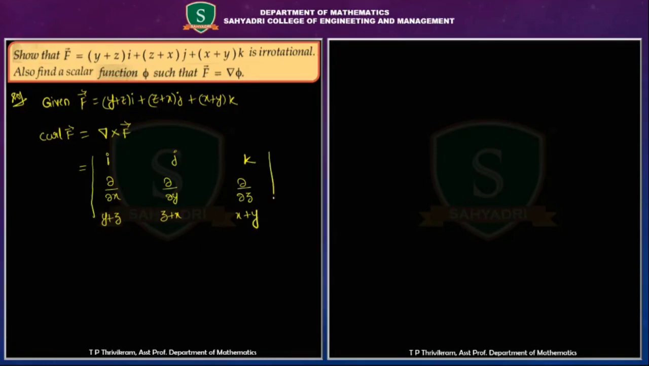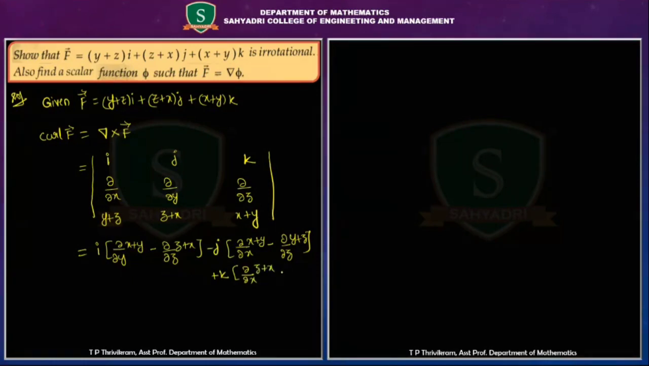Find the determinant for this, which is equal to i into, so just do the differentiation, dou by dou y of (x plus y) minus dou by dou z of (z plus x), minus j into dou by dou x of (x plus y) minus dou by dou z of (y plus z), plus k into dou by dou x of (z plus x) minus dou by dou y of (y plus z).